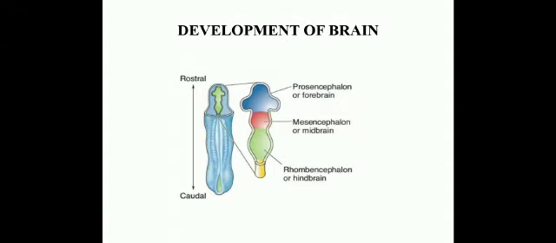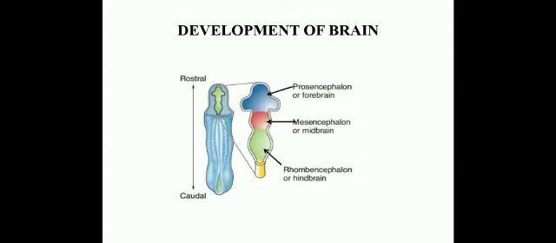Now, the development of the brain. The brain develops from the enlarged cranial part of the neural tube. At about the 4th week, the enlarged cephalic part of the neural tube shows 3 distinct dilatations called the primary brain vesicles. These are the prosencephalon, the mesencephalon and the rhombencephalon. Their cavities form the ventricular system of the adult brain.